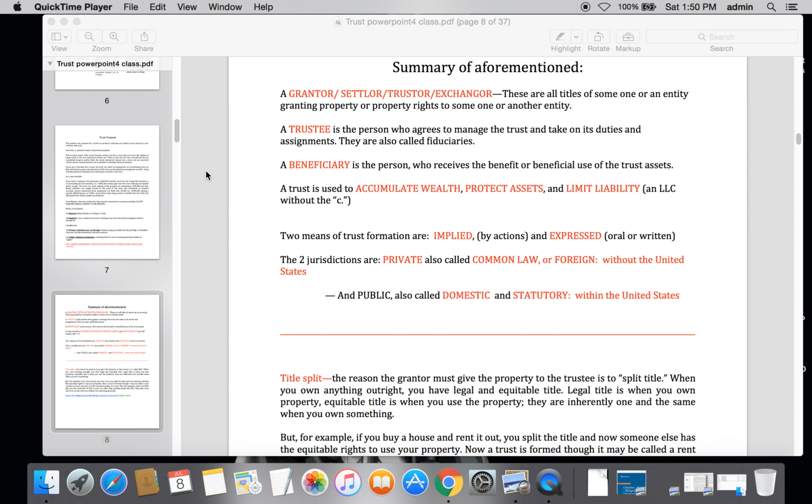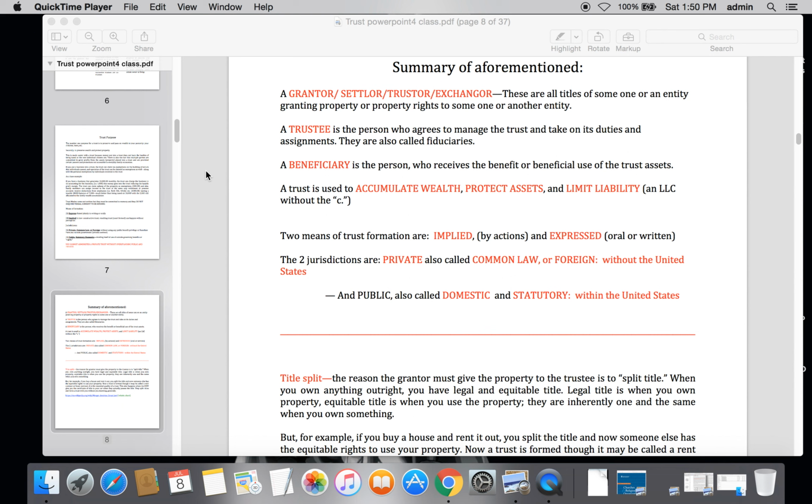Okay. A grantor, settlor, trustor, or exchanger. These are all titles of someone or an entity that grants property or property rights to someone or another entity. A trustee is the person who agrees to manage the trust and take on its duties and assignments. They're also called fiduciaries.